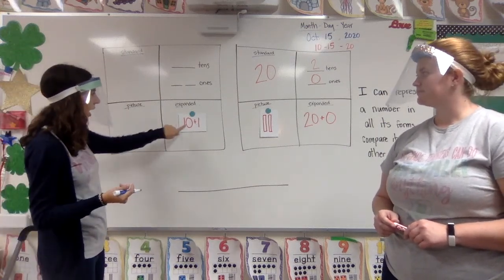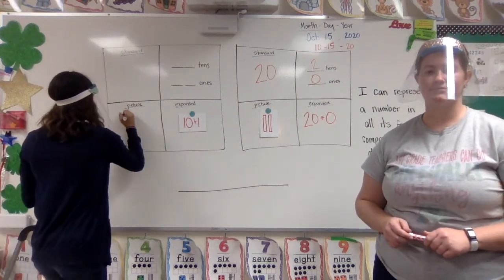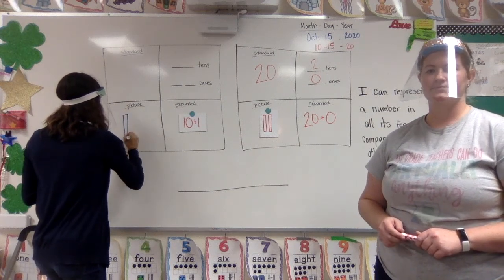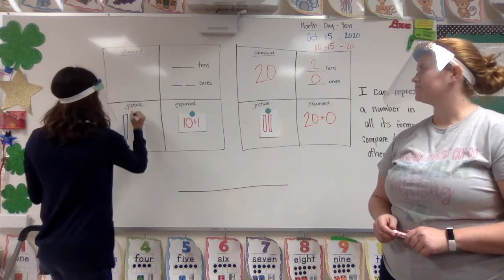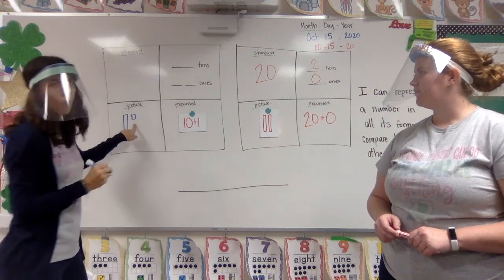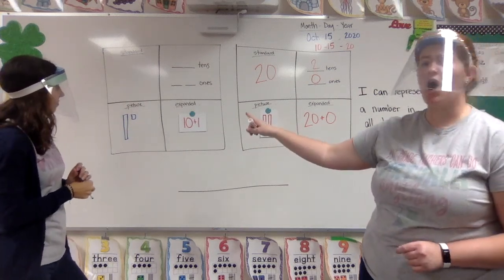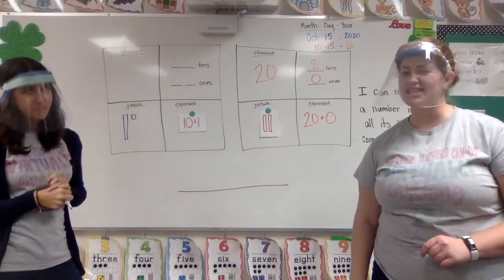So I see that I have 10. So I'm going to draw one 10 block plus 1. So I would just need 1, 1. And I really like how I can tell the difference between her 10s and 1s.